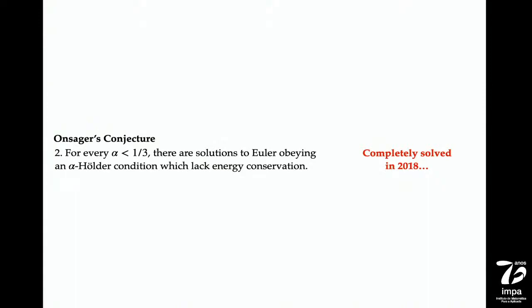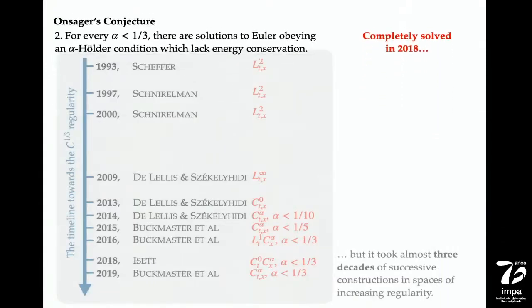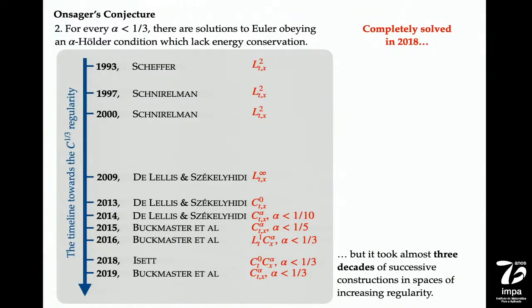The second part of the conjecture was completely solved four years ago, in 2018. But differently from the first part, it took almost three decades of steps towards the solution. So here is the timeline towards the C^(1/3) regularity. We can see that it starts in 1993 and finished in 2018, 2019.